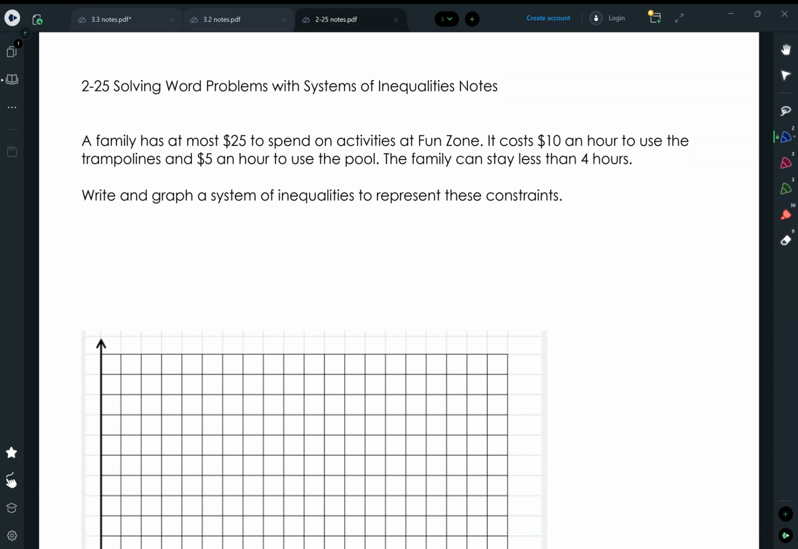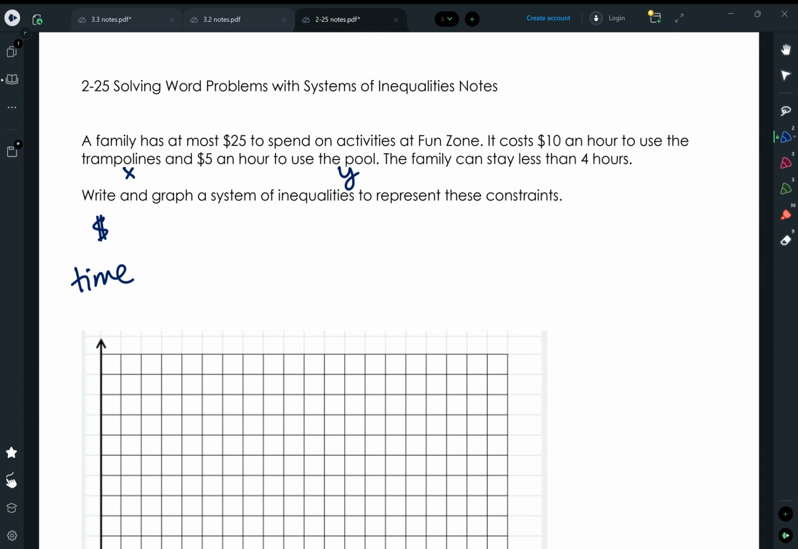So it looks like we've got two different inequalities that we could write here. We've got one for money and we've got one for time. I'm going to talk about how there's a money equation and there's a time equation because both of those are constraints. So the money equation is we've got $10 an hour for trampolines and $5 an hour at the pool. So let's say trampolines is X and pool is Y, and I'm just picking them in whatever order they're used in the problem. Then that means my money spent on trampolines would be 10 times X.